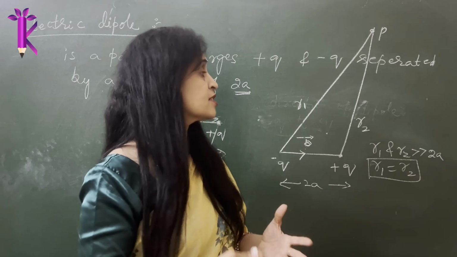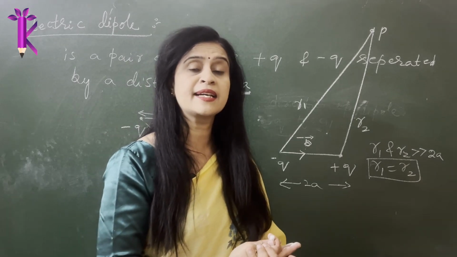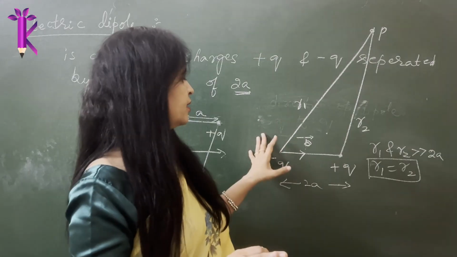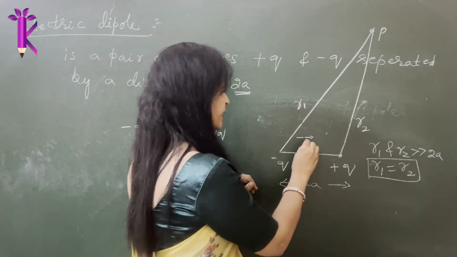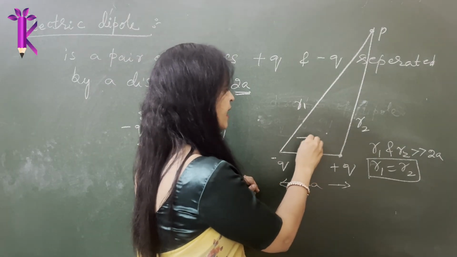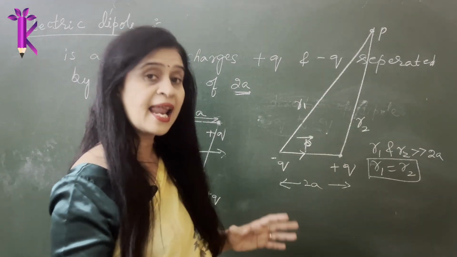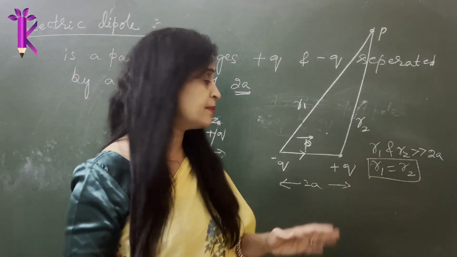In such cases, will the electric dipole be zero? No, it won't be zero. Here also the dipole moment that you calculate here, this is the dipole moment. Will the value of the dipole moment be zero? No, it won't be zero. It will still have a certain value, but it will have minimum value.